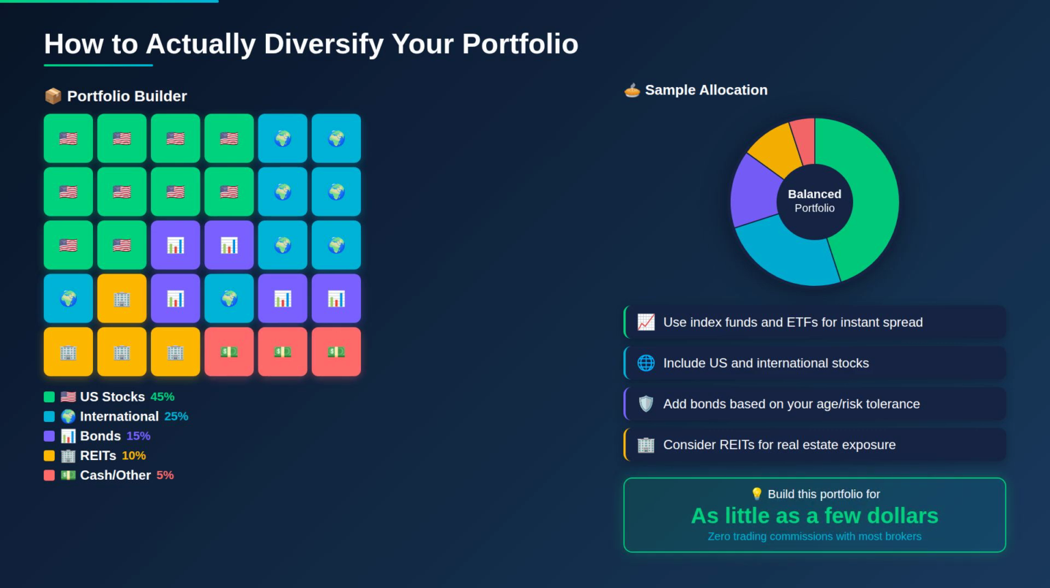Then layer in a bond fund for stability. Consider a REIT, a real estate investment trust, for real estate exposure without buying property. Some target date retirement funds do all of this automatically in one single fund. The cost to build a diversified portfolio today?